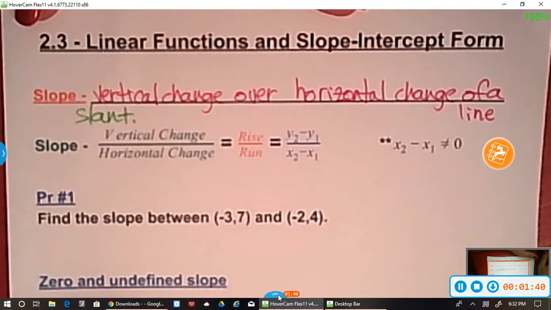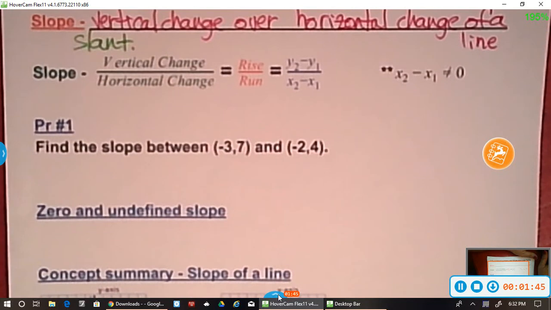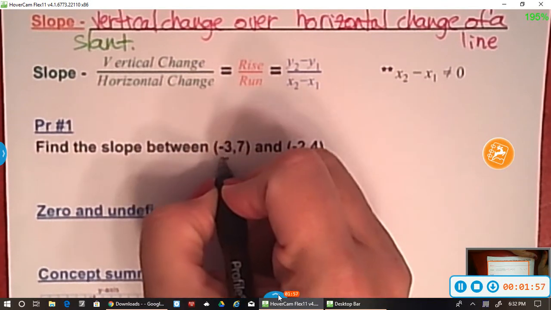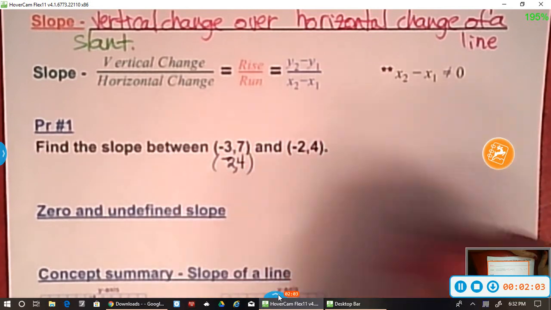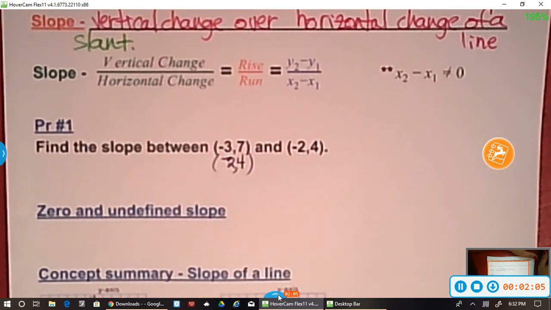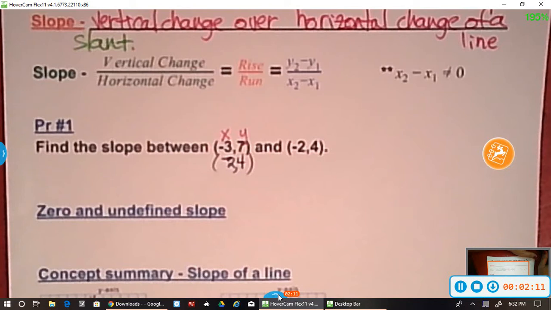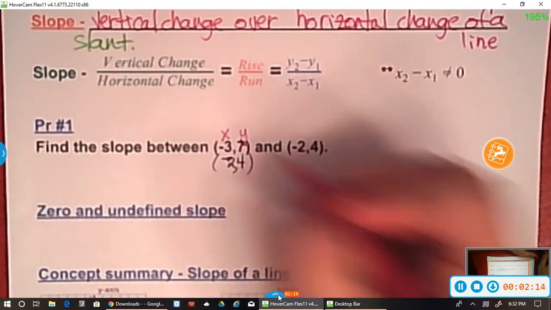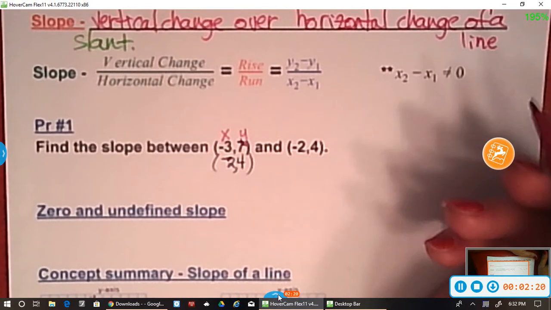Okay. So here, for problem 1, they ask us to find the slope between those two given points. Well, what I recommend you do is to stack those points up. Instead of trying to work with them side by side, just stack them up. So I'm going to take the negative 2, 4 and put it underneath the negative 3, 7. And when you do that, these are your x values, these are your y values. Now, we're going to use this formula exactly the way it's written, and then we're going to talk about an alternative way to find that slope.